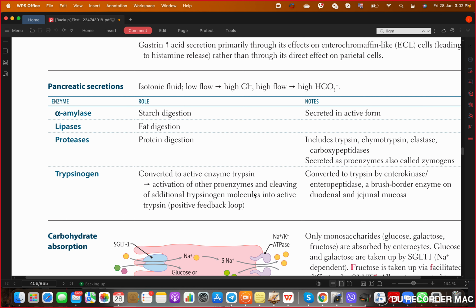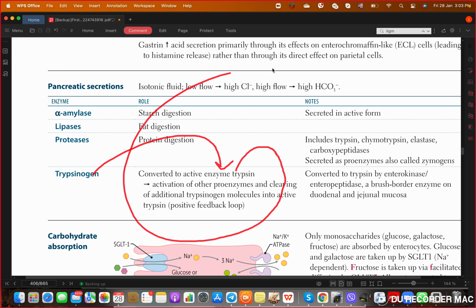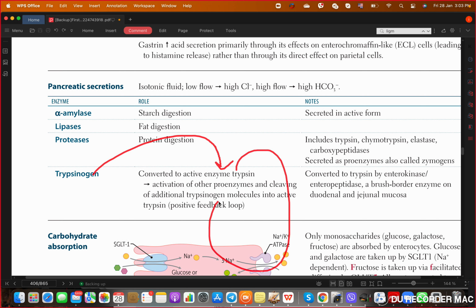So now trypsinogen is converted to an active enzyme, trypsin, and that will lead to activation of other proenzymes. The main one to activate is trypsin, and that guy is going to activate everybody else. When you have trypsin activated, it's going to activate all of the other enzymes: chymotrypsin, elastase, carboxypeptidase. So activation of other proenzymes and the cleaving of additional trypsinogen. So it can also activate itself into an active trypsin. Positive feedback loop.